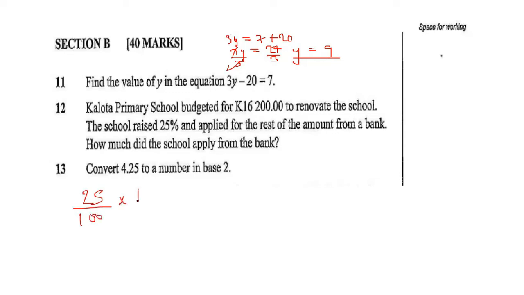So 25% of 16,200. So these two zeros will definitely cancel with these two zeros. So we are remaining with 162 there, which is being multiplied with 25. So 5 times 2, that is 10, which is 0, carry 1. 5 times 6, that is 30, plus 1, that is 31. So 1, carry 3. 5 times 1 is 5 plus 3, that is 8.